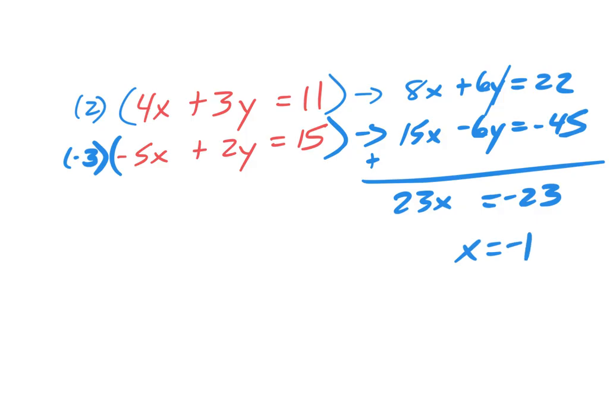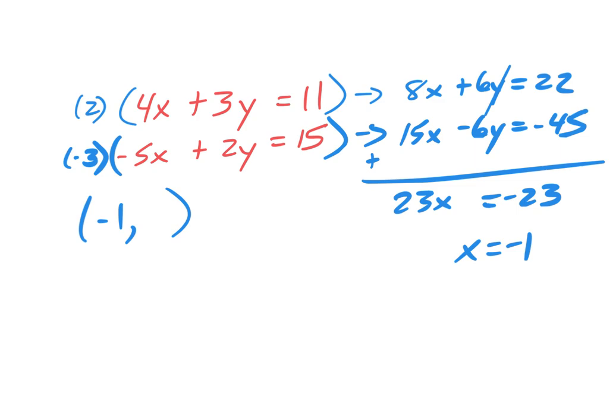It won't always be nice integers. We'll have fractions and decimals from time to time. I gave you some examples that work out pretty nice here. Still got to find out what y is, though. So now we got -1 for x. We still want to find out what y is.